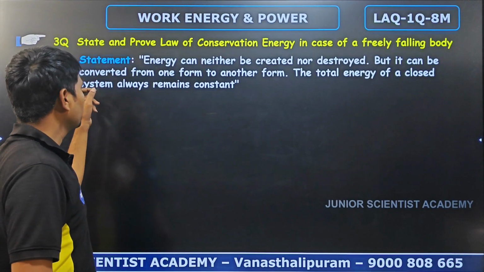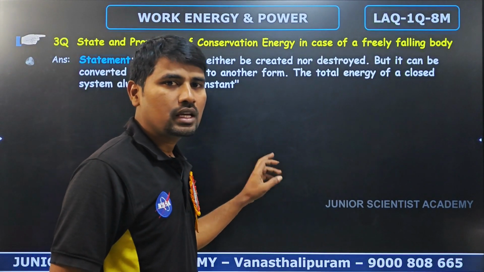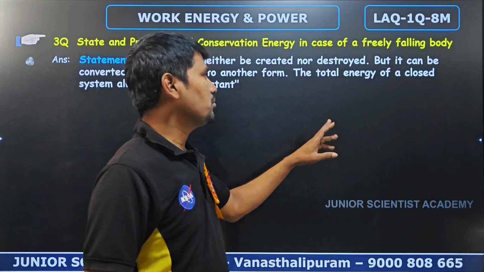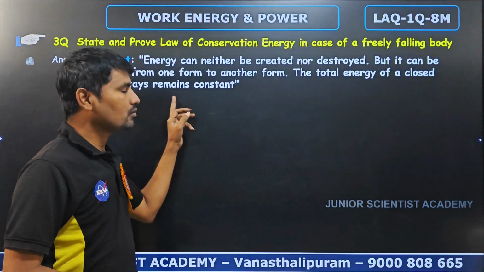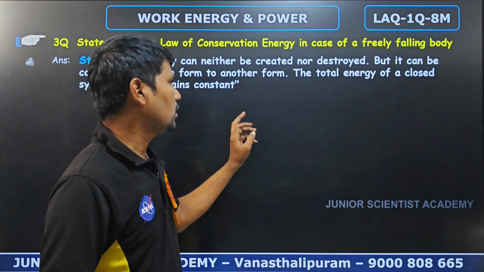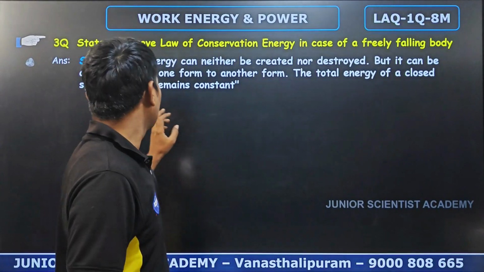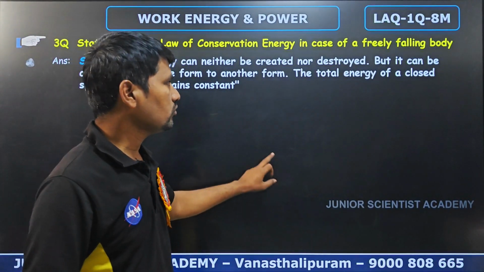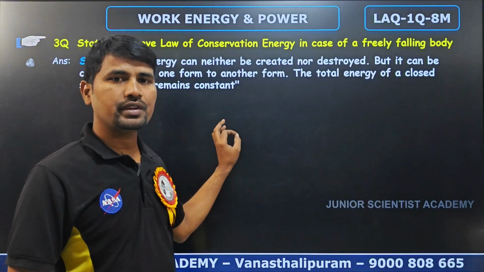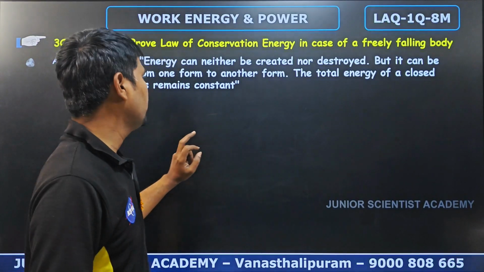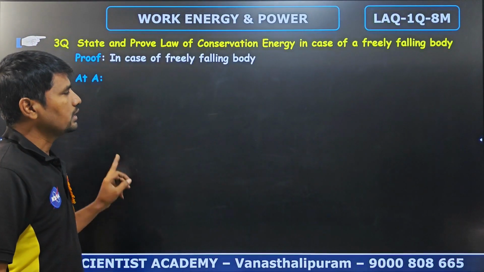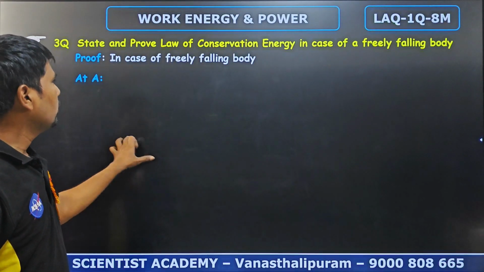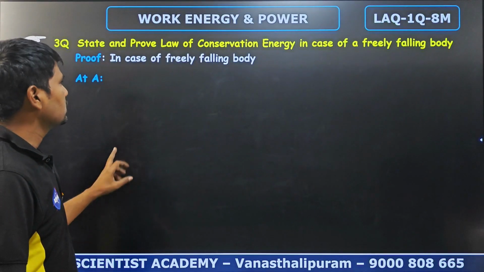What is the statement here? Energy can neither be created nor be destroyed, but it can be converted from one form to another form. The total energy of a closed system always remains constant. This is the statement. Pause the video and copy the statement if you don't have material. Right. So here we'll prove this statement in this case.